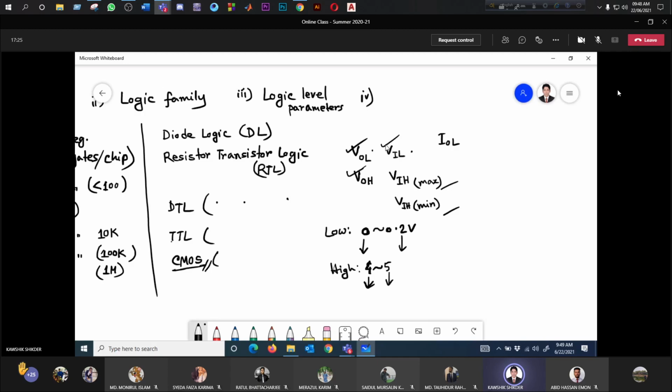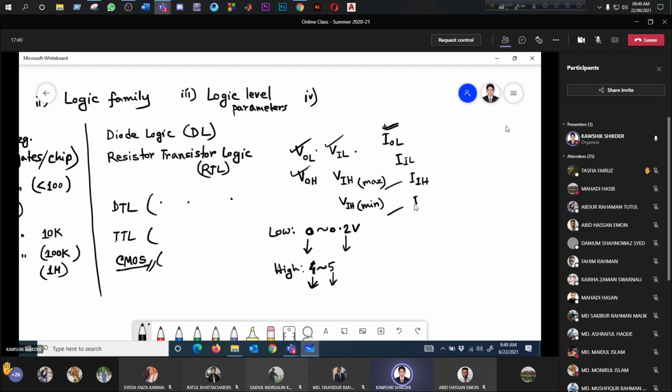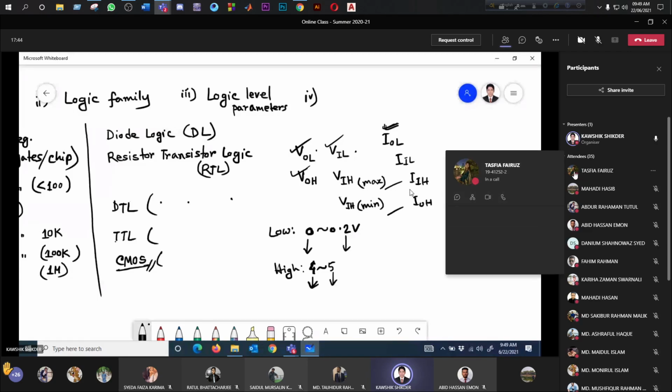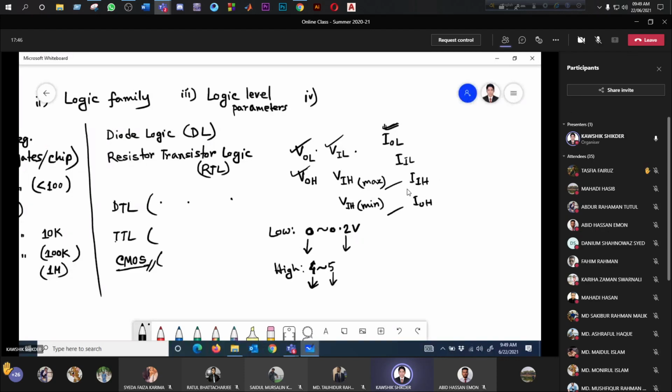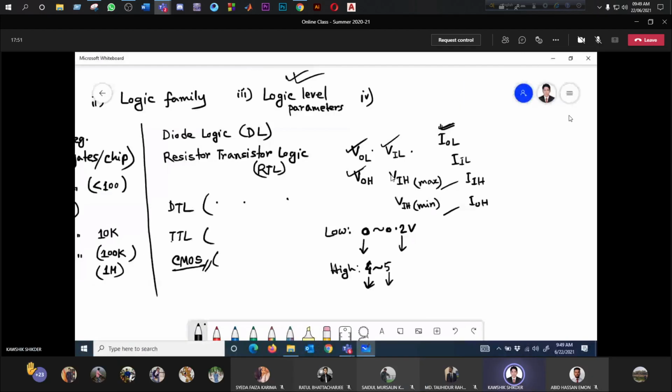In the previous one, V is for voltage; here I is for current. So not only for voltage, for current as well. IOL, then IIL, similarly IIH, then IOH. All these can have a minimum value or a maximum value. Is it okay? So these are known as the logic level parameters.